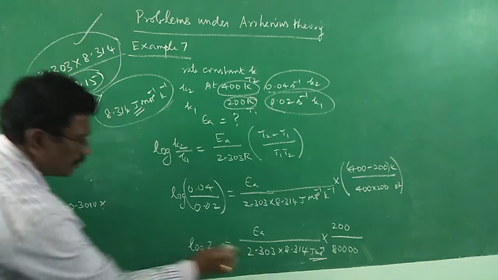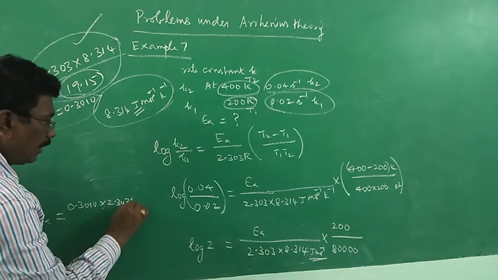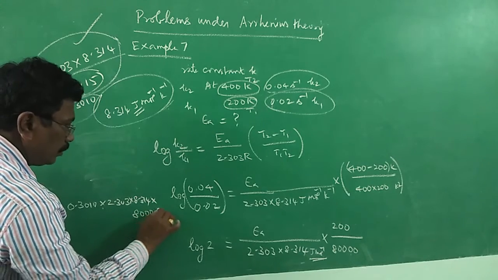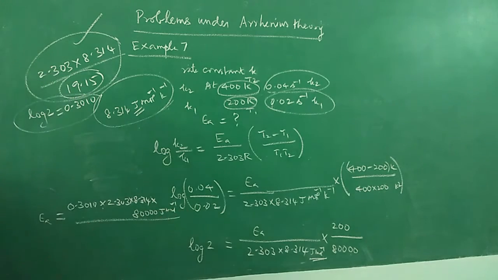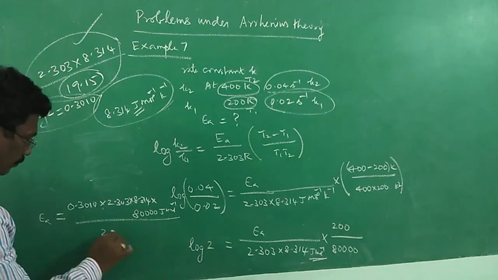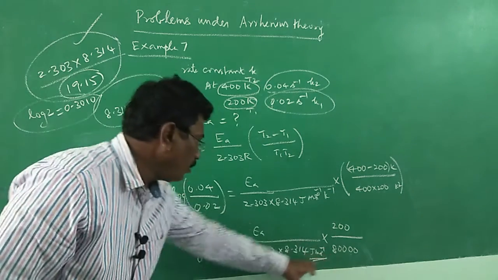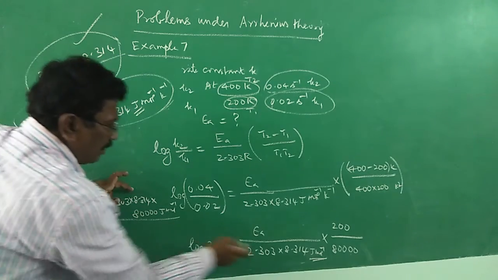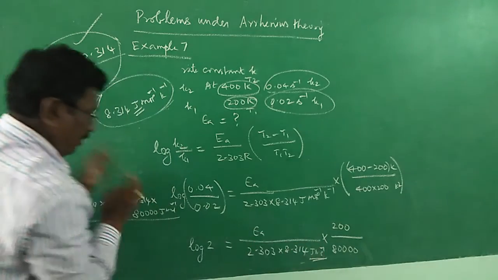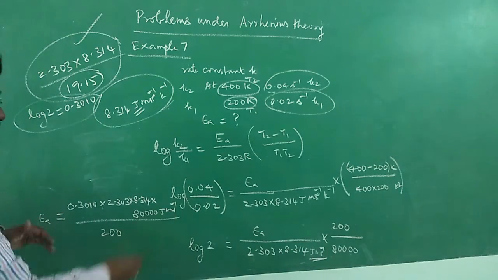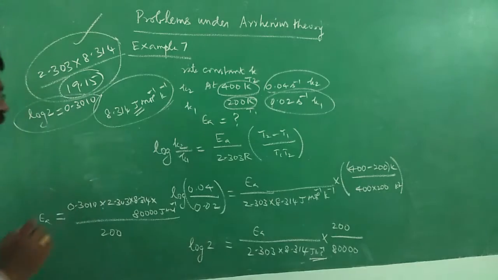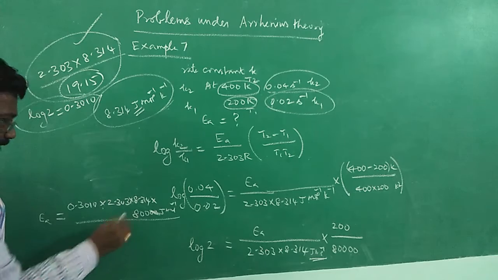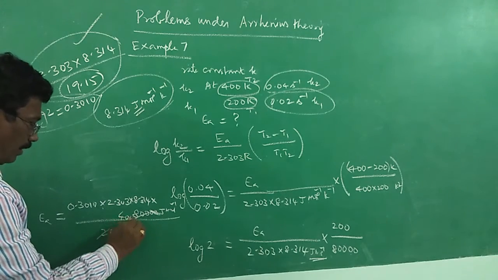Into 2.303 into 8.314 into 80,000 joule per mole divided by 200. Am I correct? We have taken all the values present in the numerator here. Log 2 value I have substituted. 2.303 I have taken here. 8.314 I have taken here. 80,000 I have taken here. Divided by 200. 200 also I have taken here, therefore it goes to the denominator. Now 2 zeros, 2 zeros. 2 into 800, 400.